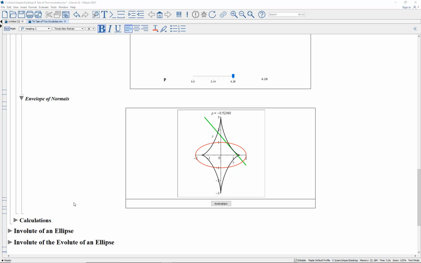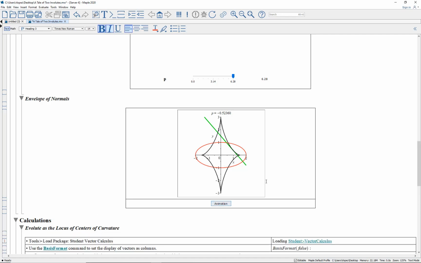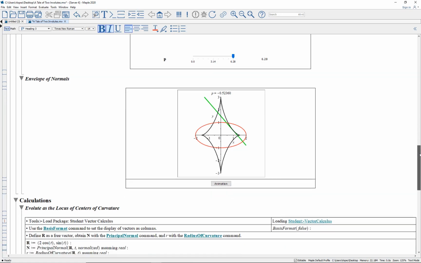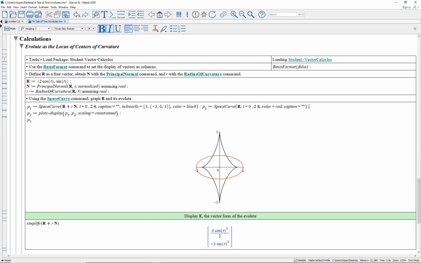So let's do the relevant calculations. We'll calculate the evolute as the locus of centers of curvature, and then we'll obtain the evolute as the envelope of normals. So first, the evolute is the locus of the centers of curvature. And here are the calculations. Essentially embedded them so that you wouldn't have to watch me do a bunch of typing.